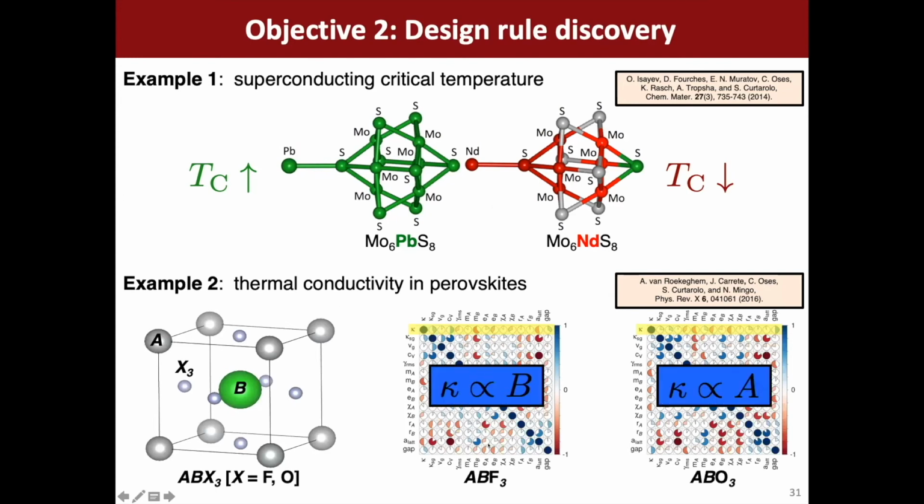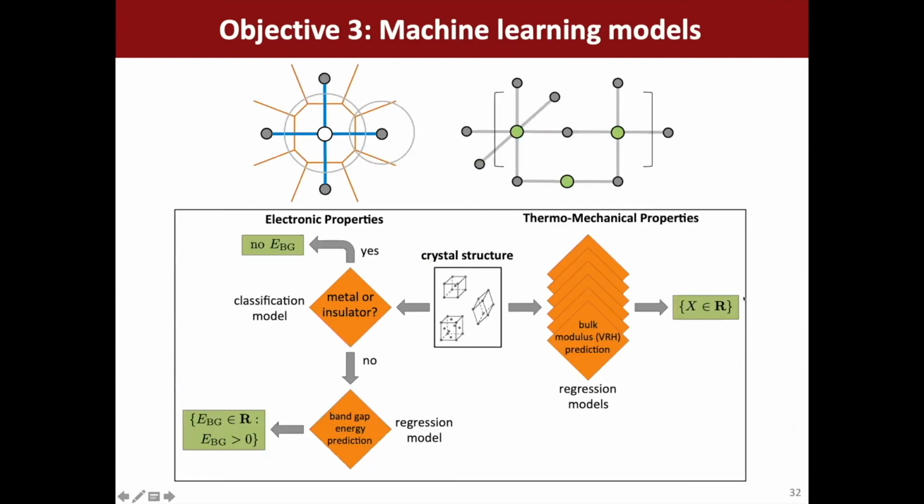So in the case of fluoride perovskites, the thermal conductivity depends on the atom that's on the B site, whereas in these oxide perovskites, it depends on the atom that's on the A site. And again, you can find more details in this publication here. We can also train machine learning models to predict the values of properties, so things like thermal properties, mechanical properties, and so on. And I'll be talking about this in more detail again in a session on Thursday.